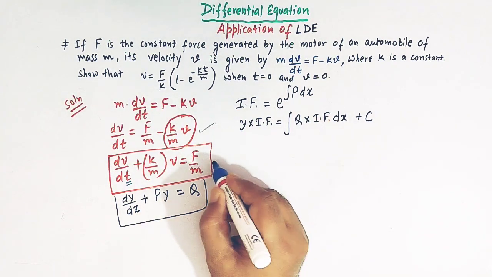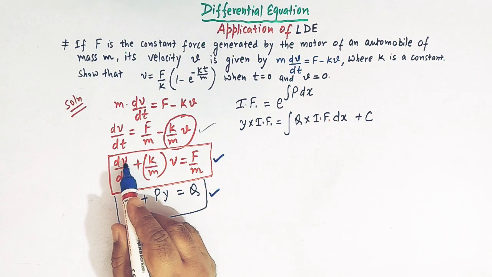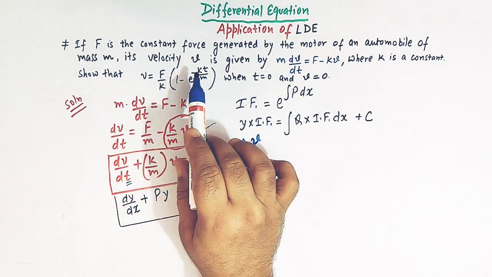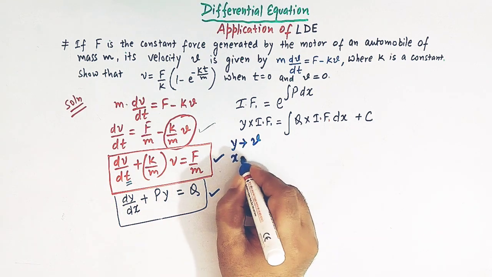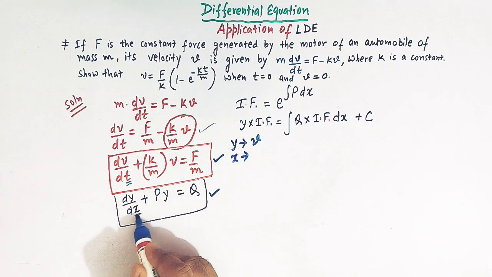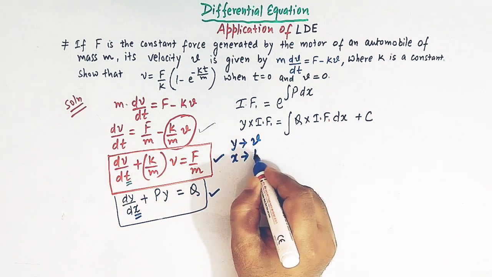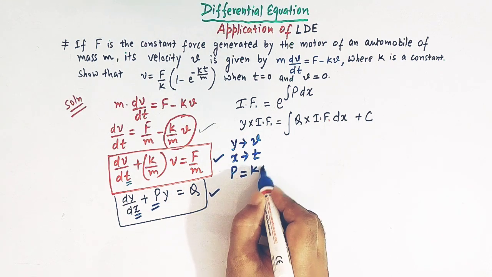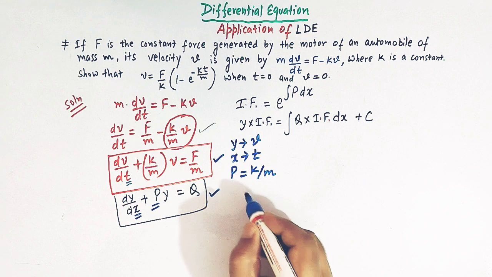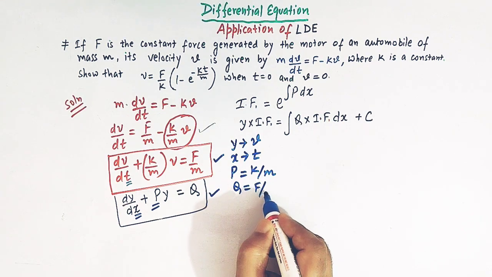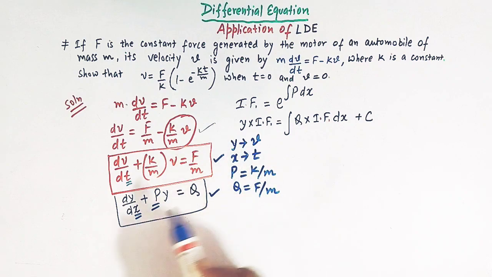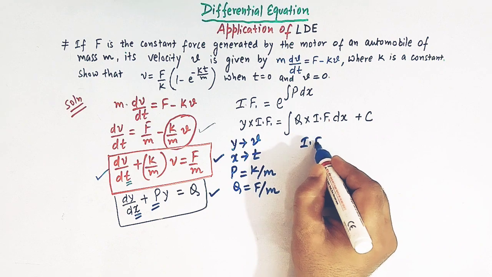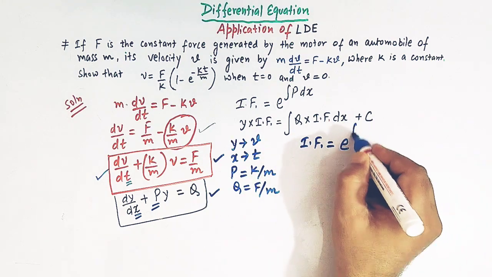Now if we compare this equation with the standard one, then y is replaced by v, which is the velocity, and x is replaced by t, because here we have x and here we have t. And p is k over m, and q is F over m.